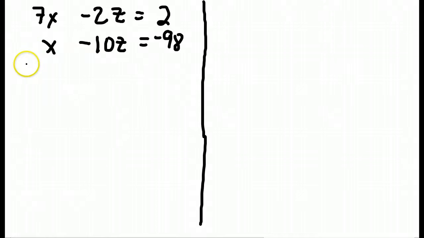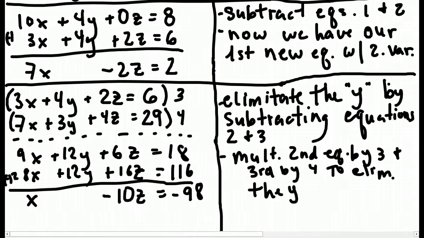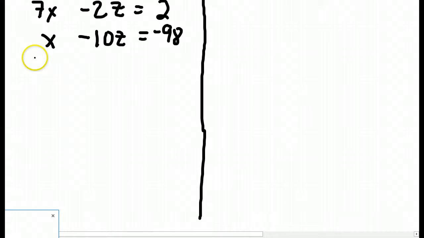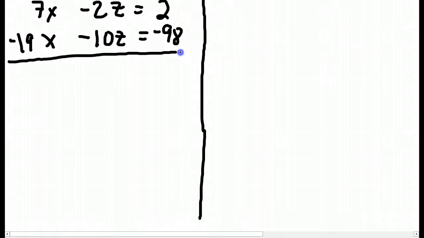Okay, yeah, negative 19. All right, there's my pen. I lost my pen. Negative 19. Yeah. That sounds way better. When I carried it over to the new one, I didn't write it down properly. So now we have 7x minus 2z equals 2, and negative 19x minus 10z equals 98. Everybody good with that? Yep.